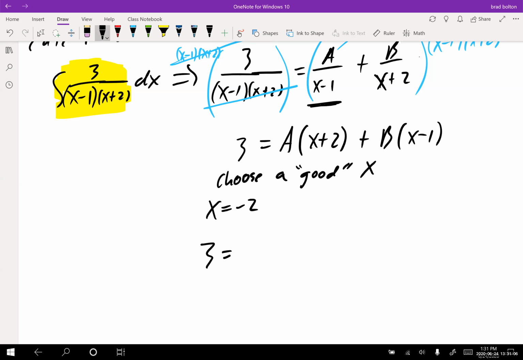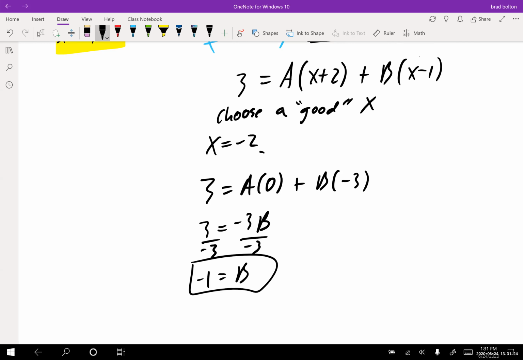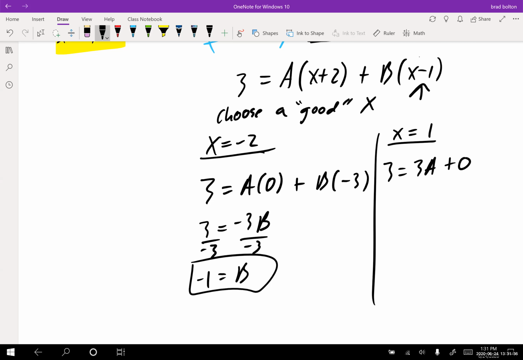That means we'll have 3 equals a times 0 plus b times -3. So 3 is equal to -3b. Divide by -3, divide by -3. So we have -1 is equal to b. So that's what our b is. Now I'm going to let x equal +1 because that'll make this guy 0. Then I'm going to have 3 equals 3a plus 0 b's. So then 1 is equal to a.